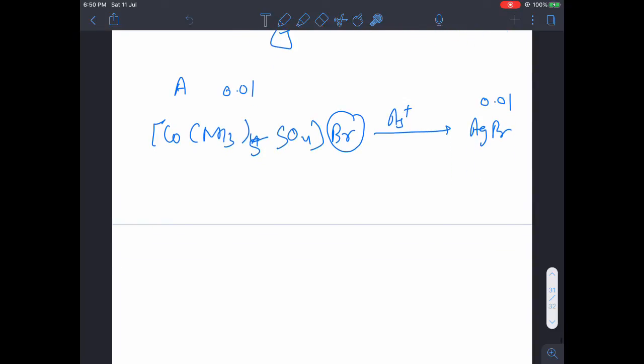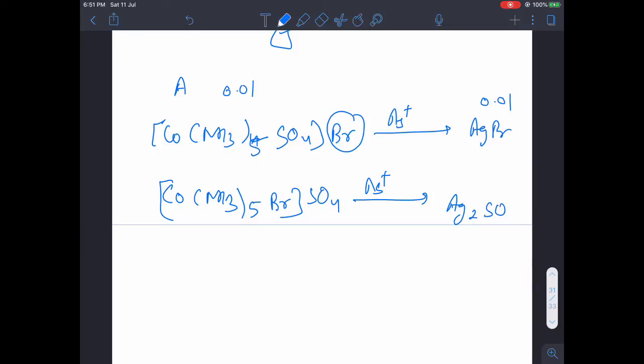That is treated with the barium chloride. So what is the complex? That is [Co(NH3)5Br]SO4, and sulfate is outside this time. So if I take Ag plus, it will form Ag2SO4. Now how much was it? 0.01.